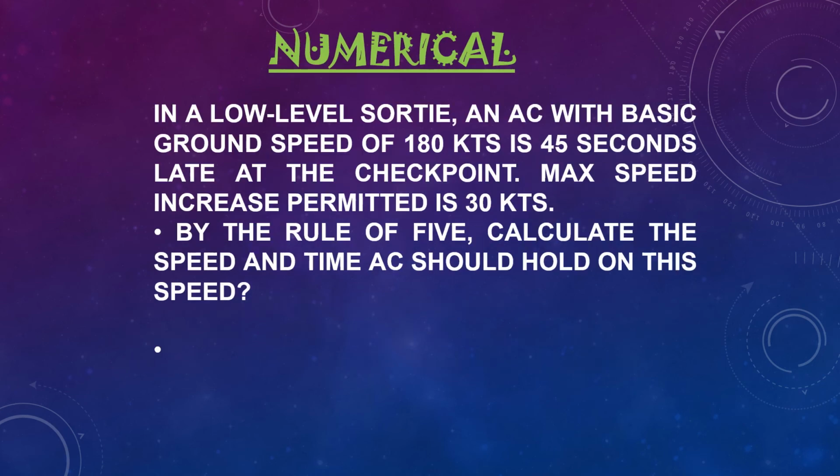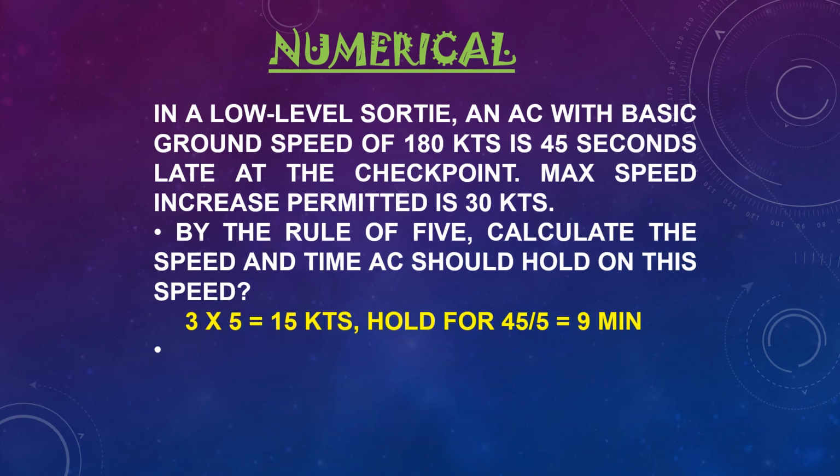And for the same basic ground speed of 180 knots, if you find out that you are 45 seconds late and you have a restriction of maximum speed change permitted to 30 knots, you can apply the rule of 5 and find out the speed change required as 15 knots and time to hold would be 9 minutes.